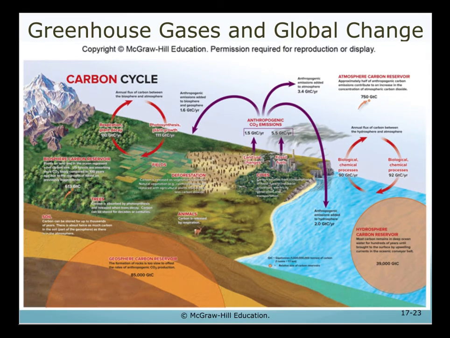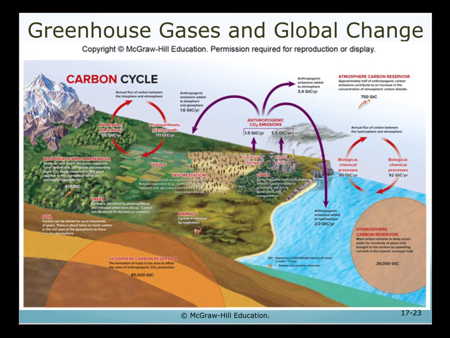The carbon cycle. The biosphere carbon reservoir, the plants on land and in the ocean, represent a net carbon sink. The U.S. forests are absorbing more CO2 today compared to 100 years ago due to the regrowth of forest on previously logged lands.